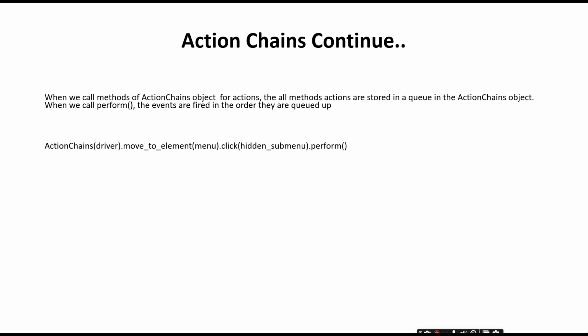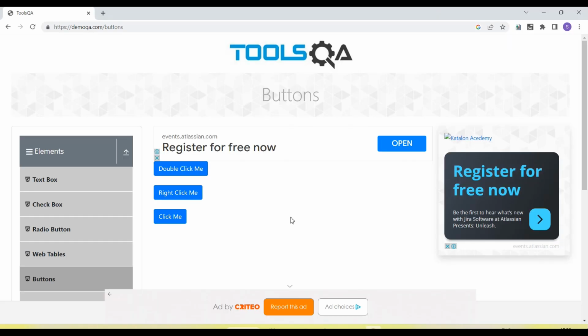Okay, so let's see some examples. Here in this application, demoqa.com/buttons, this is the ToolsQA, one simple application where we have three types of buttons. Here we can perform double click, then we can see the message. Here the right click, and then this button single click. So let's see how we handle these buttons to perform different kinds of clicks.